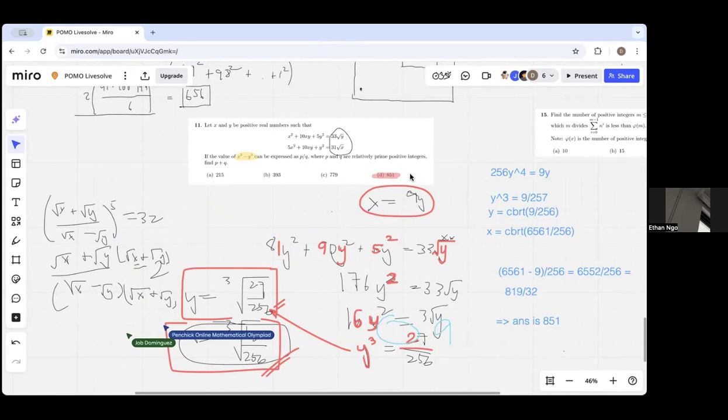What are you saying again? 728 times 9 over 256. Okay, so the GCD is 8. Basically, this is 32. And then 728 divided by 8 is 91. Yeah, this is 91 times 9. This is 819 over 32. Yes, there we go. 819 over 32 is the answer.